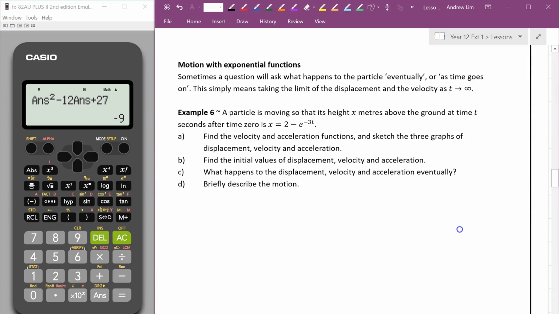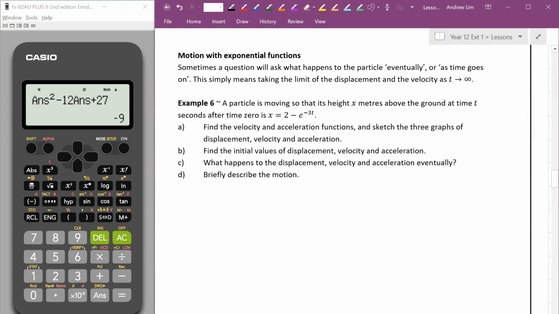Okay. Let's have a look at motion with exponential functions. Sometimes the question will ask what happens to the particle eventually, or as time goes on. That simply means taking the limit of the displacement and the velocity as t approaches infinity.